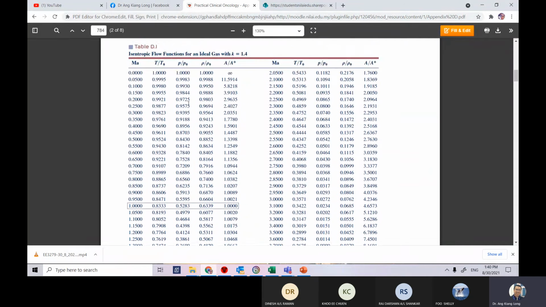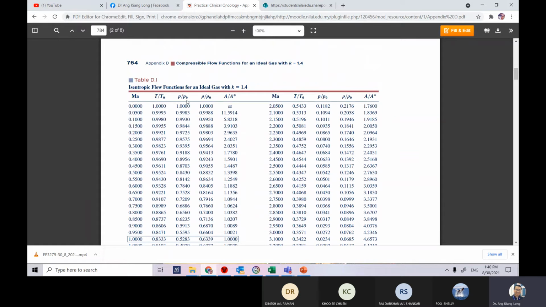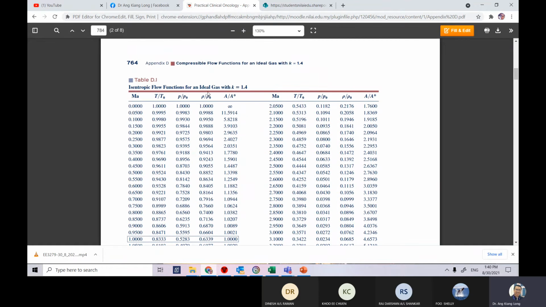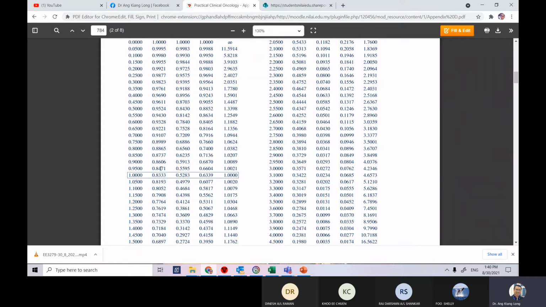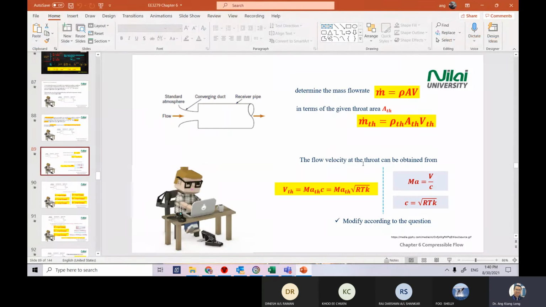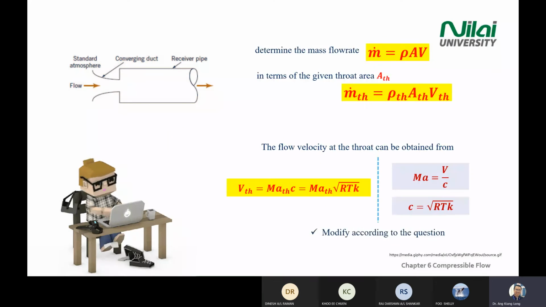You can see the value of P over P0 is 0.5283. So straight away you can use the value from this table when you have a Mach number 1. It is already highlighted in the appendix here. So in the question of this one, you can straight away use 0.5283.